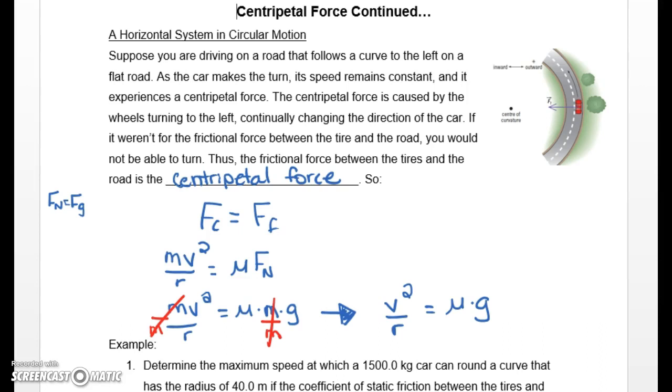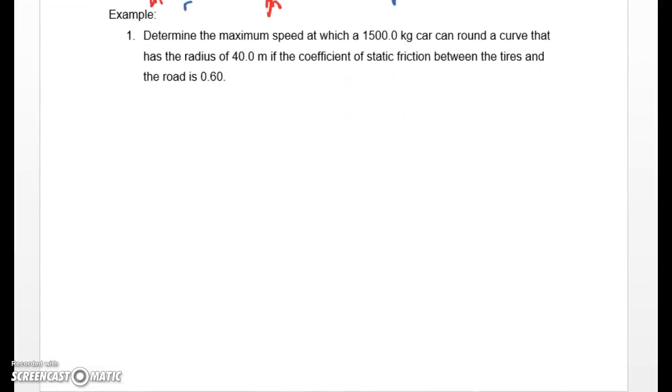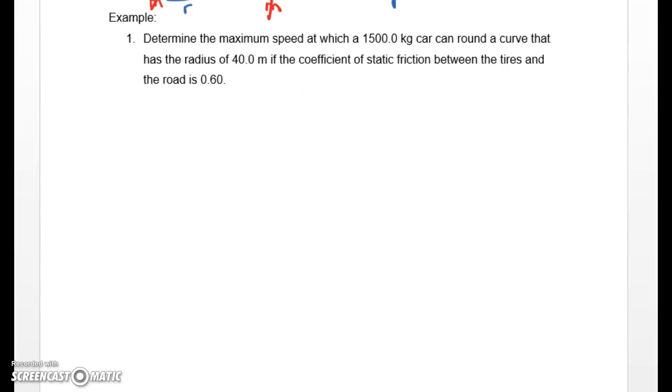Alright, so let's do an example practicing this equation. Here we're going to determine the maximum speed at which a 1,500 kilogram car can round a curve that has a radius of 40.0 meters, if the coefficient of static friction, or your coefficient of friction, between the tires and the road is 0.60.